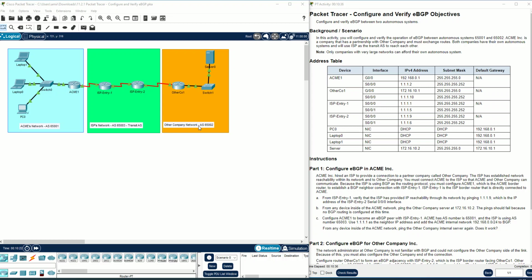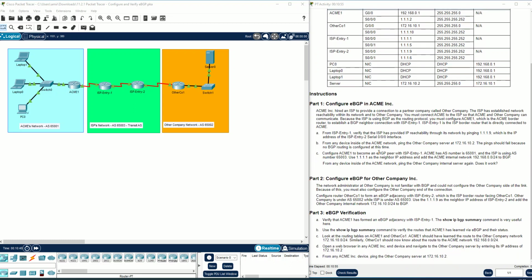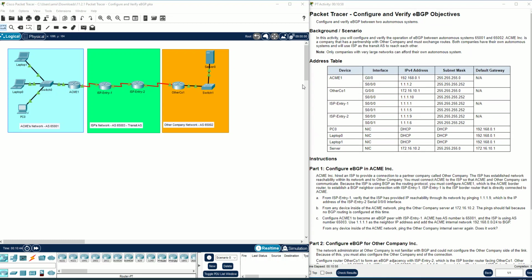And an autonomous system number is like a public IP address and a private IP address, and it is assigned by the IANA company. And we have private AS and also public AS, but the function is the same. For better understanding, you can also read the scenario and background here, and look at the addressing table. We have two companies, ACME1 and the other CO1, and also we have two ISPs, ISP 1 and 2. This is the internet, and some devices and end users here.